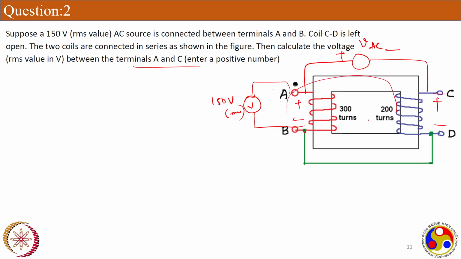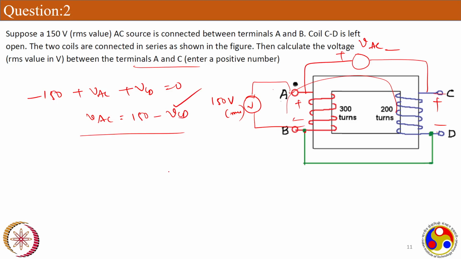So it's simple KVL. If I apply it, I will get minus 150 plus VAC plus VCD is equal to 0. That's KVL. Now VAC will be 150 minus VCD. So if I can get the value of VCD, I can easily get the required potential difference. Now VCD is nothing but the secondary voltage. AB is nothing but the primary voltage.